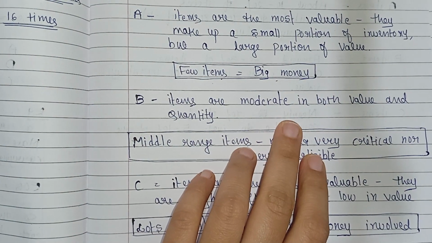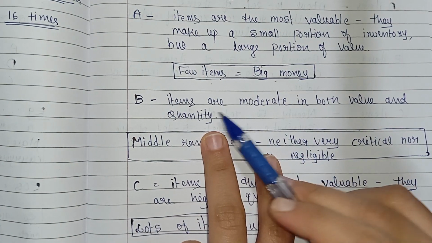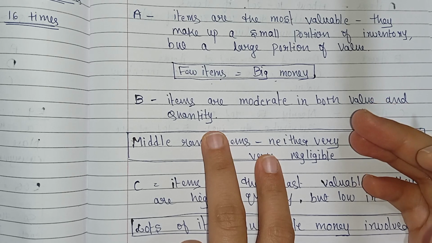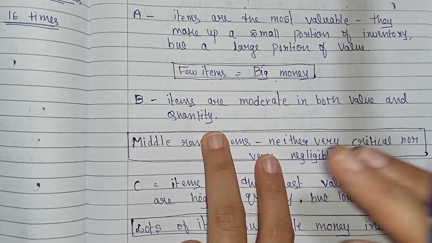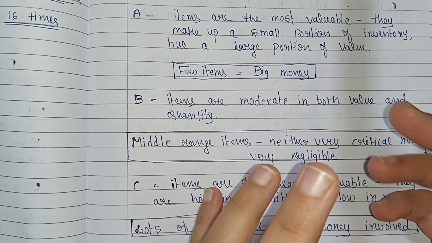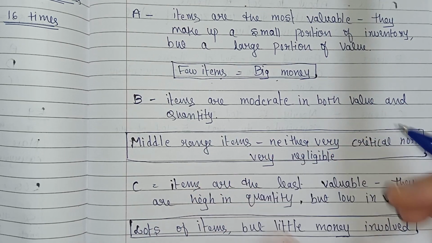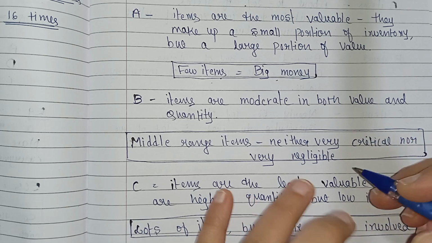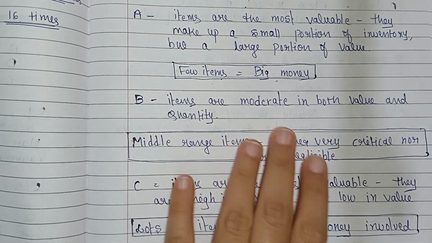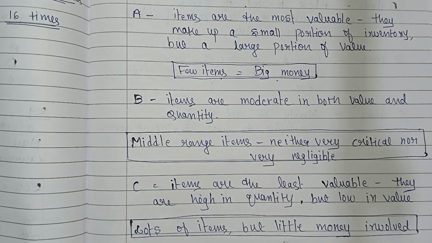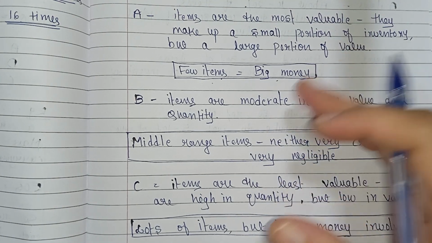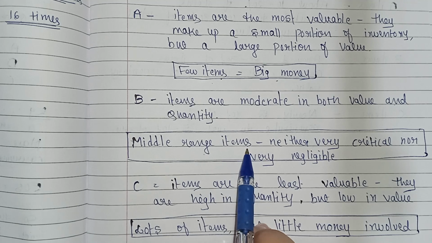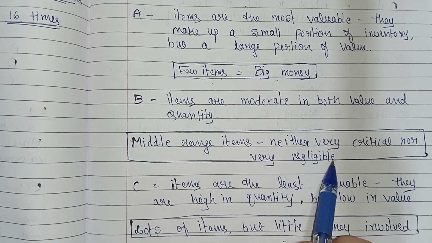They are moderate in both value and quantity. It means B items are not too expensive and not too cheap, and not too few in quantity and not too many. So they fall between the A and C categories in terms of inventory value and quantity. So in simple words, B items means middle range items, neither very critical nor very negligible.